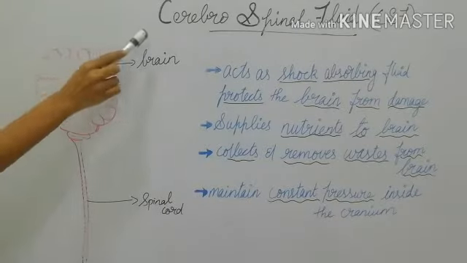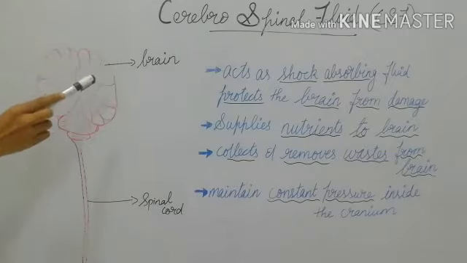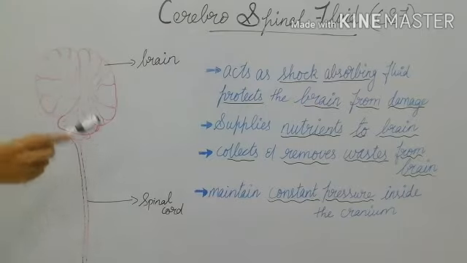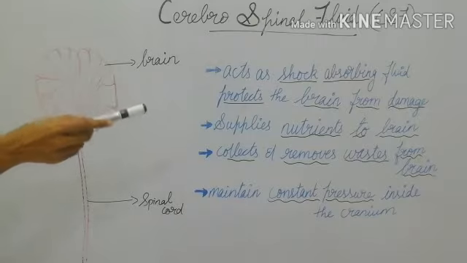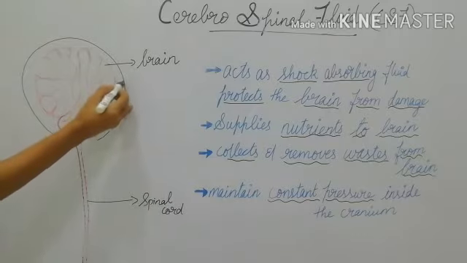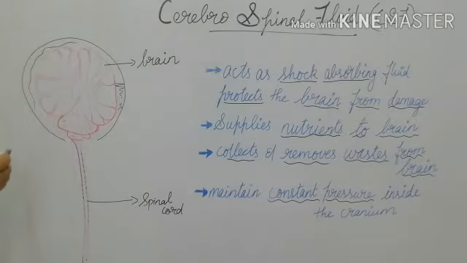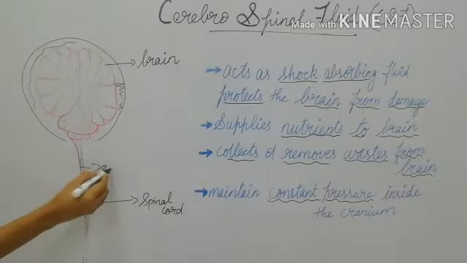Here we can see about CSF, that is cerebrospinal fluid. It is a lymph-like watery fluid. It is present in both the brain and the spinal cord, hence it is known as cerebrospinal fluid. The brain is protected by the skull, and in between the brain and the skull, the cerebrospinal fluid will be present. And in the spinal cord, the central canal is filled by the cerebrospinal fluid.